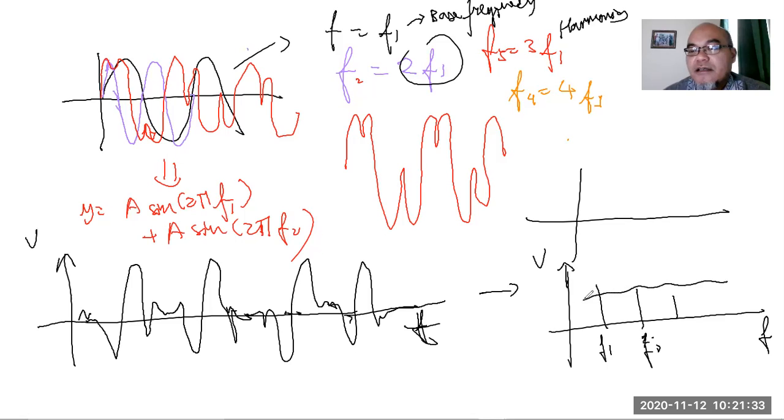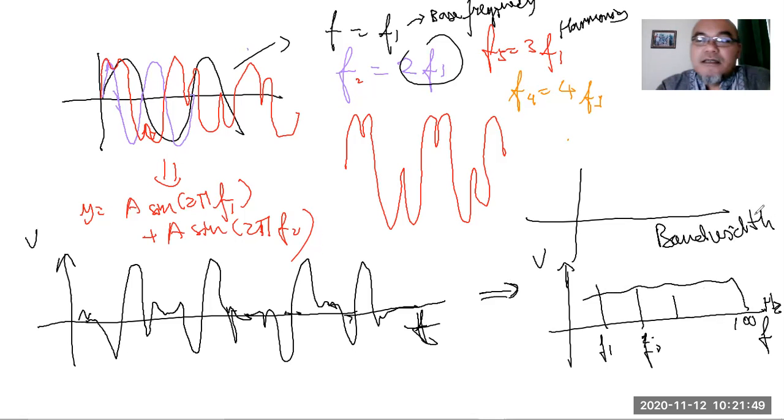So usually in the case of ECG, the bandwidth is up to about 100 hertz. We call it the bandwidth. The bandwidth is the range of frequencies of the signal that forms a time domain signal. In the case of ECG, it will be about 100 hertz.